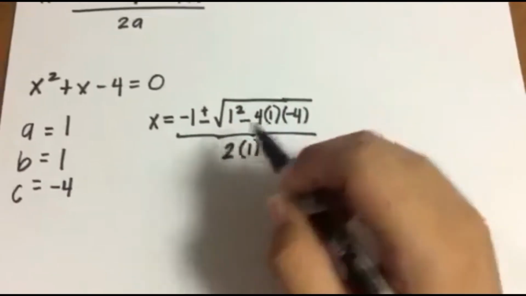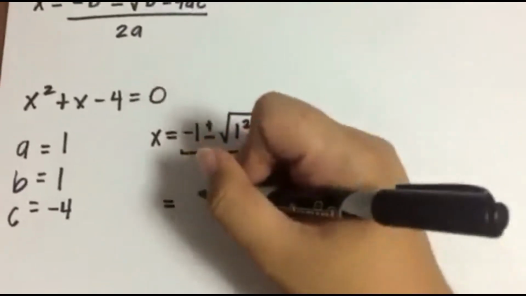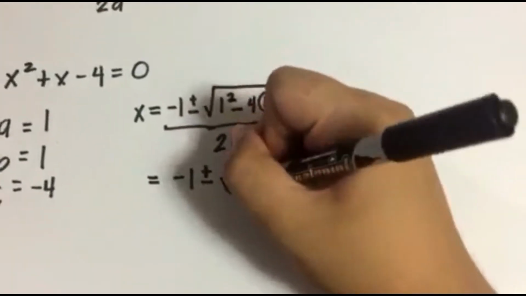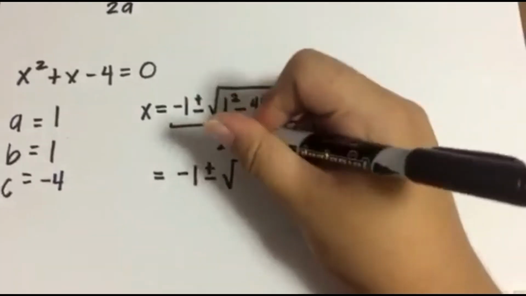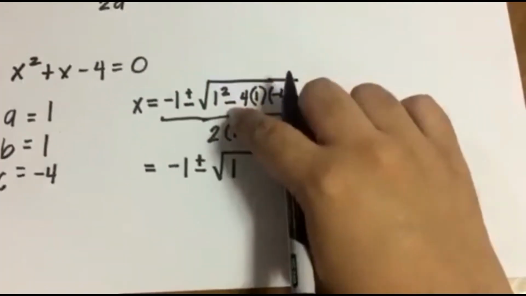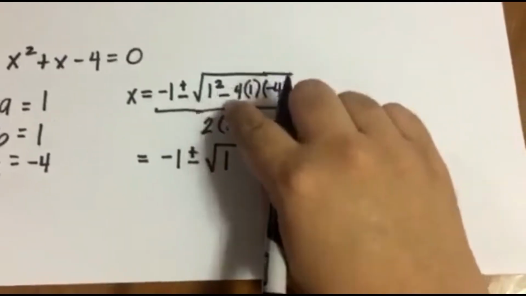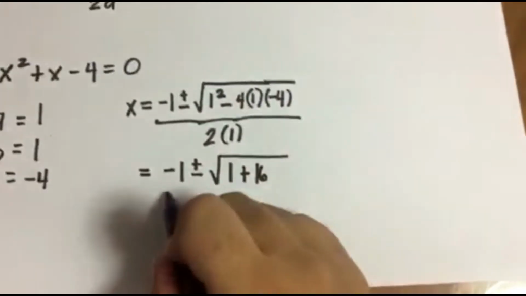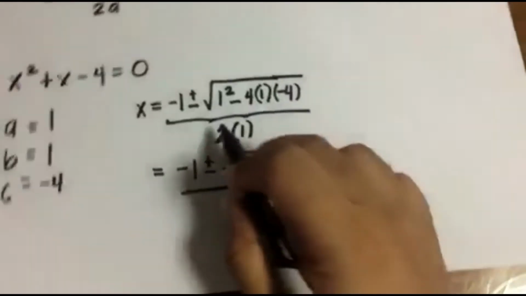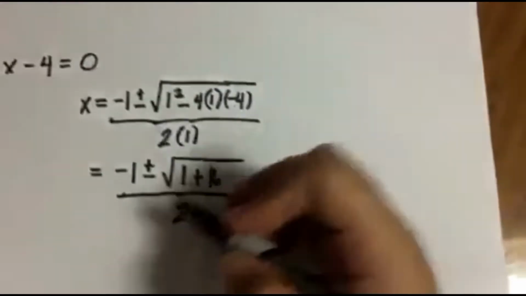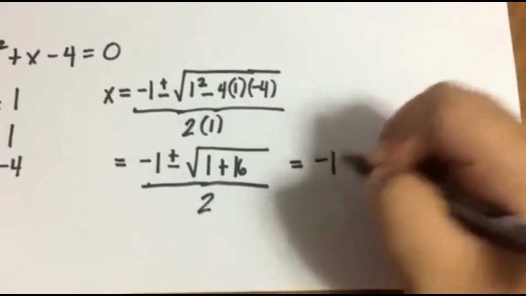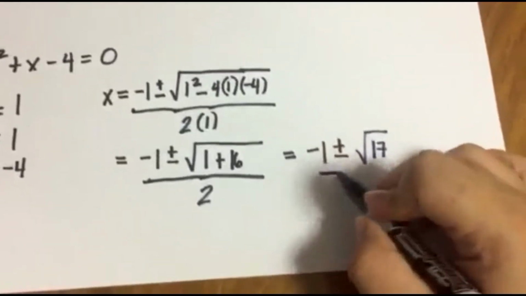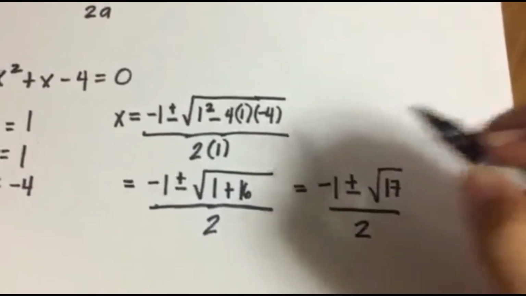So now that we have this, we can simplify it into negative 1 plus minus the square root of 1 squared is 1. Negative 4 times 1 is negative 4. Negative 4 times negative 4 will give us positive 16, all over 2 times 1 is 2. This will give us negative 1 positive negative square root of 17 over 2. And this will be our x.